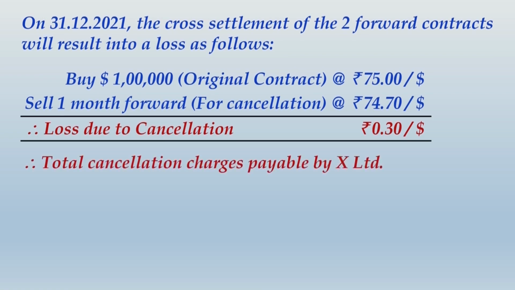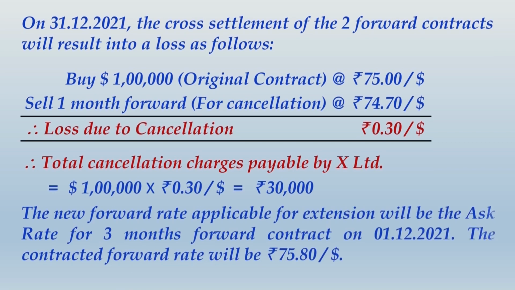In other words, the cancellation charge is rupees 0.30 per dollar. So the total cancellation charge payable by X Limited will be $1 lakh into rupees 0.30 per dollar, and that works out to rupees 30,000. The new forward rate applicable for extension will be the ask rate for 3 months forward contract on 1/12/2021. The contracted forward rate will be rupees 75.80 per dollar. So please write this as well, and then I take you ahead.